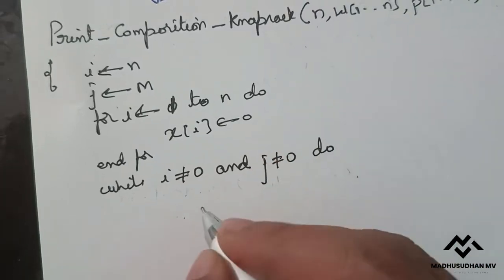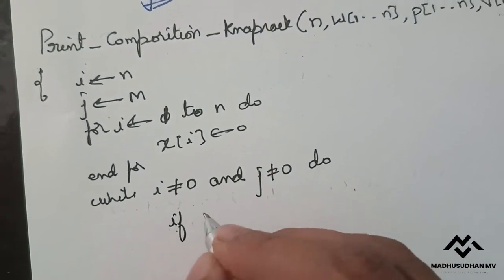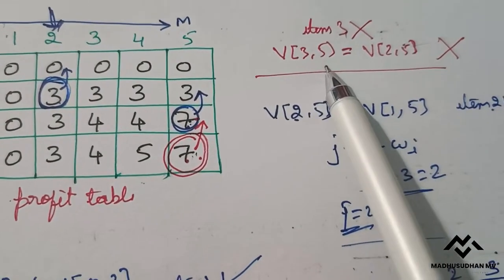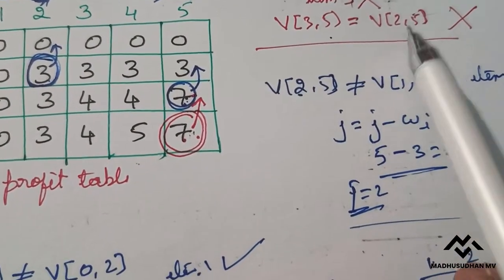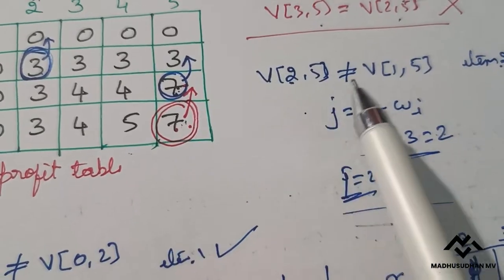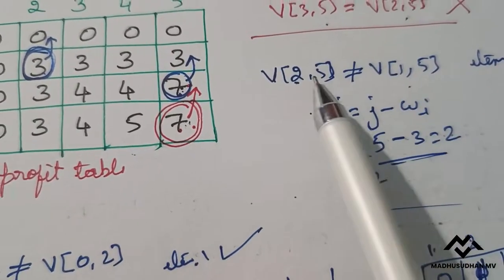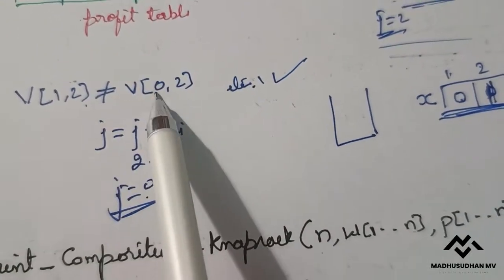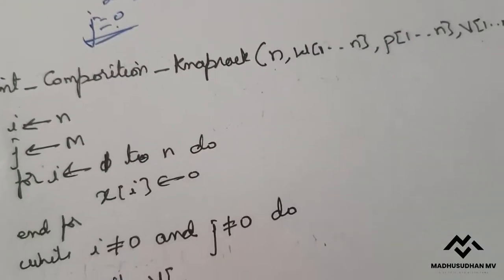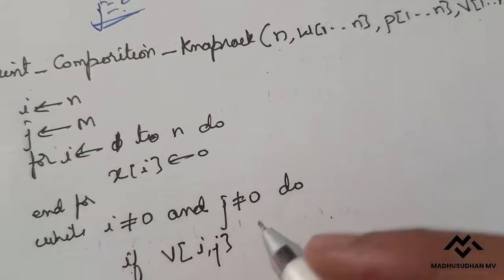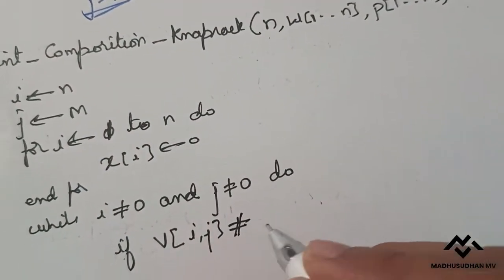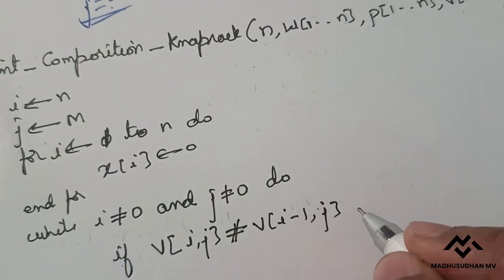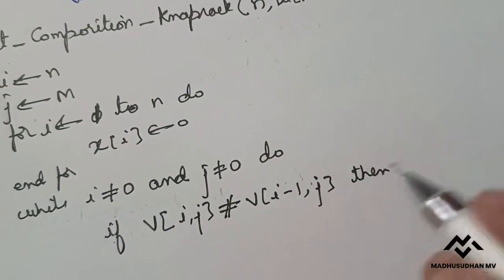If both are not equal to 0, then I check the following. If you observe, V of 3 comma 5, I am comparing with V of 2 comma 5. Next I compare V of 2 comma 5 with the previous V of 1 comma 5. See, only 5 remains the same, only the I value is reduced by 1. Then V of 1 comma 2 against V of 1 minus 1, 0, comma 2. So in general, I compare V of I comma J, checking not equal to its previous entry, V of I minus 1 comma J. If these two are not equal, then what?